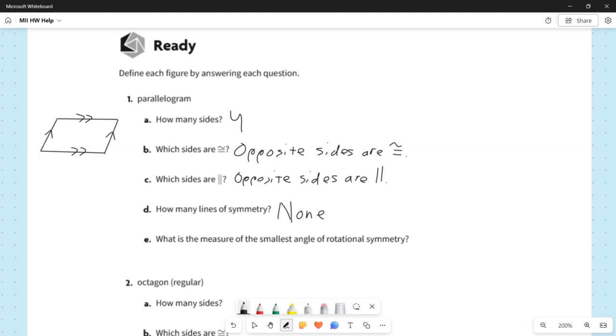Now, if it's a special kind of parallelogram, like, say, a rectangle, then it does have lines of symmetry. But this is saying that it doesn't have to have any lines of symmetry, and the one that we drew, in fact, does not have any.